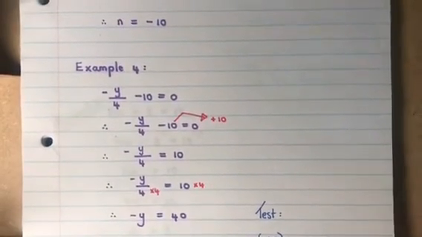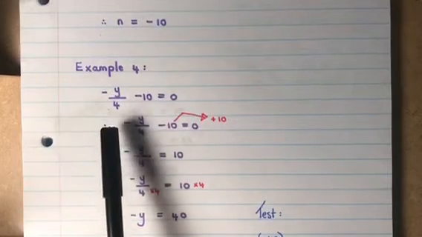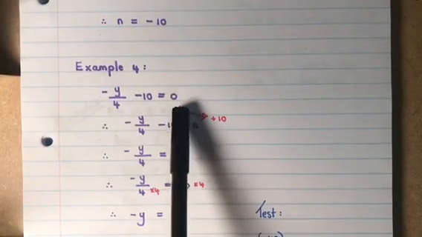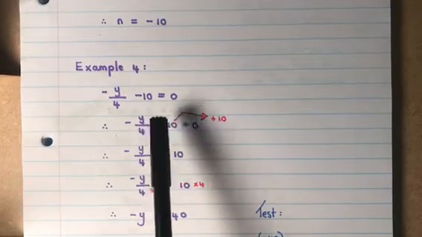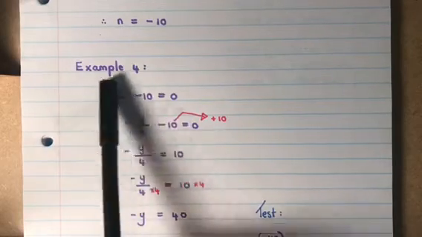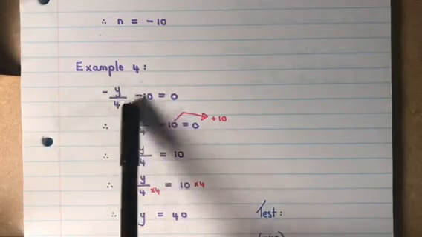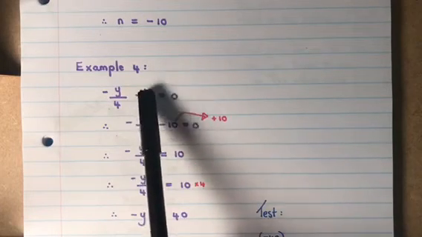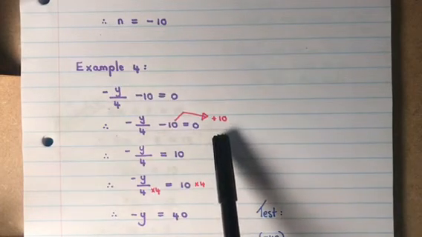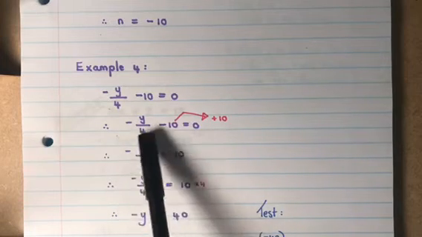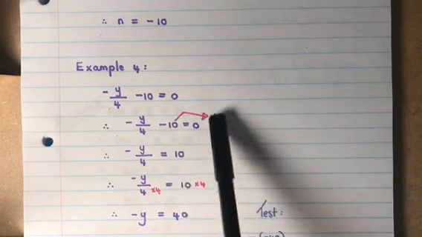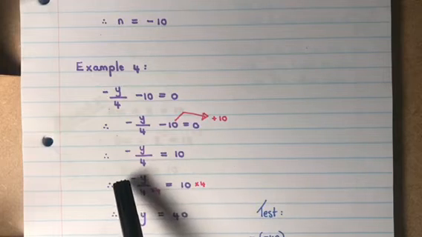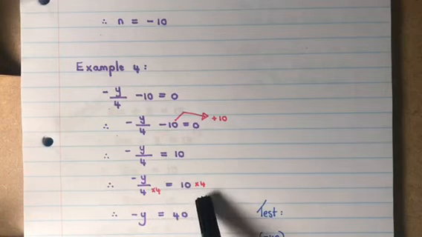Example 4. Negative y over 4 minus 10 is equal to 0. What is loose there? That y, it's complicated. That thing is still together. It's stuck there. It's one term over there. So that minus 10, you go over to the other side, becomes a plus 10. So then you're left with that negative y over 4 is equal to 0 plus 10 is 10. Negative y divided by 4 is equal to 10.